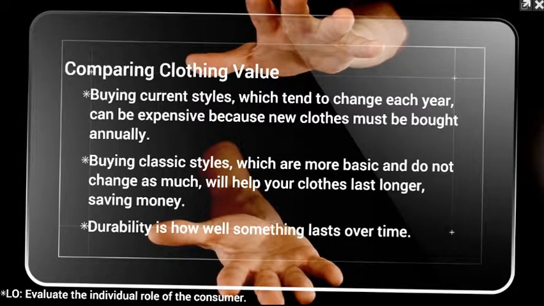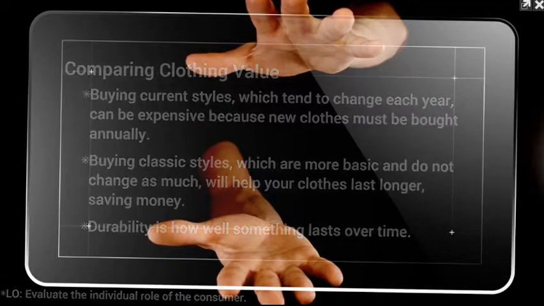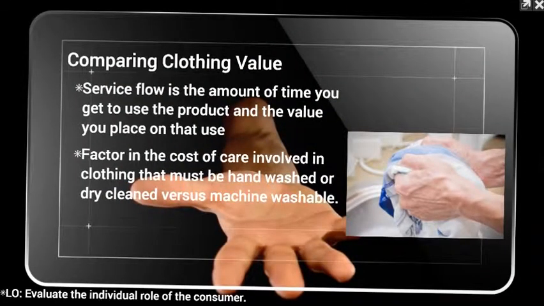Comparing clothing value. Buying current styles, which tend to change each year, can be expensive because new clothes must be bought annually. Buying classic styles, which are more basic and do not change as much, will help your clothes last longer, saving money. Durability is how well something lasts over time. Service flow is the amount of time that you get to use the product and the value that you place on that use. You should factor in the cost of care involved in the clothing that must be hand washed or dry cleaned versus machine washable.